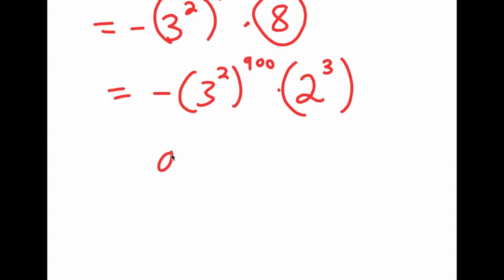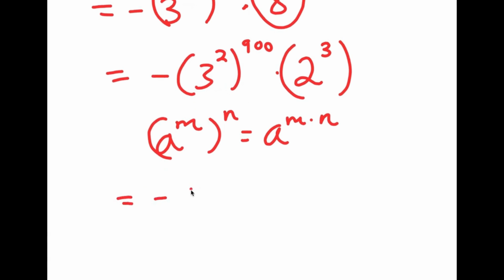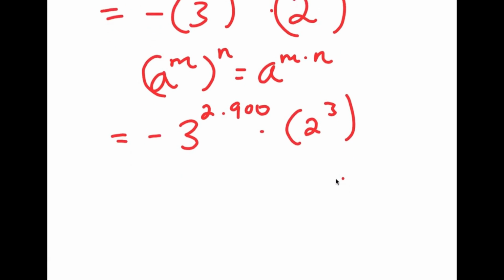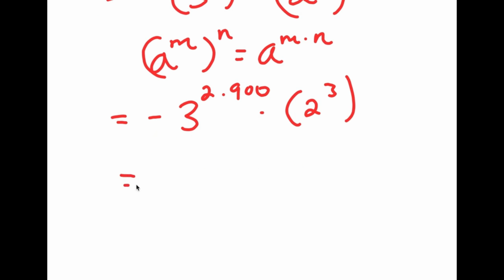And now remember, if I have something in the form a to the power of m to the power of n, this is equal to a to the power of m times n. So this can equal negative 3 to the power of 2 times 900. And now I have this times 2 to the power of 3. And if you guys already didn't know, 2 times 900 is 1800. So I have negative 3 to the power of 1800 times 2 to the power of 3.